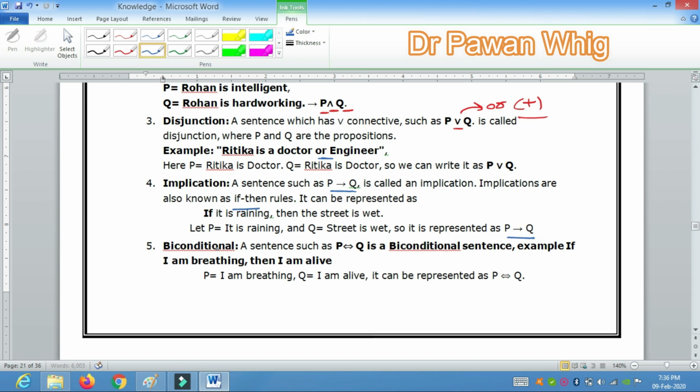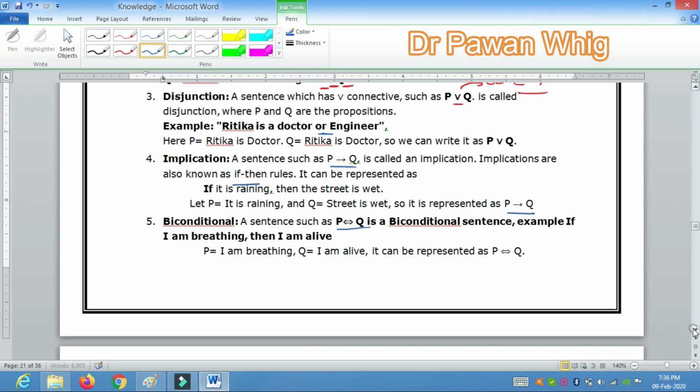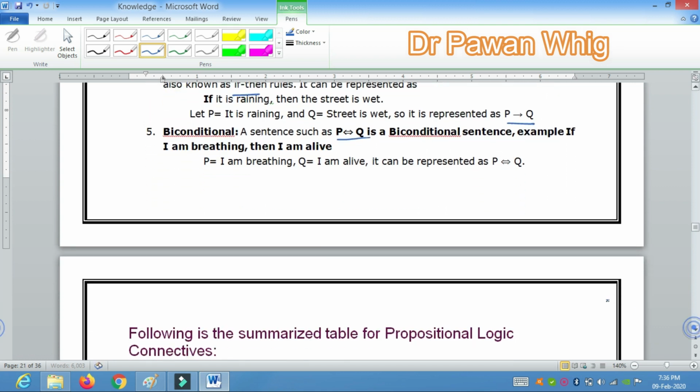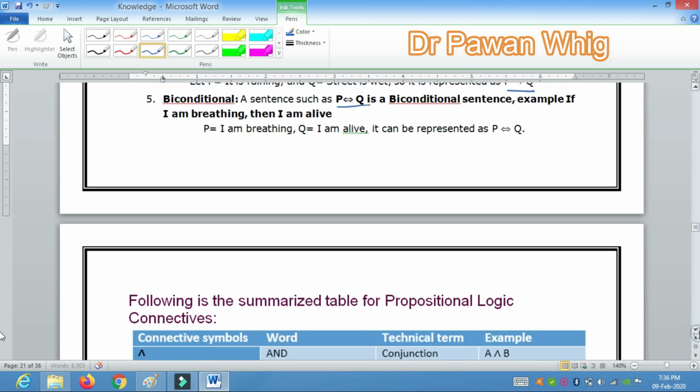Similarly, there is one more operation, which we call bidirectional. A sentence such as P bidirectional Q means, if I am breathing, then I am alive. If any one of the conditions is false, then it is false, because if you are not breathing, then you die, or if you are not alive, then you are not breathing. So these two we will represent with the truth table, and I'll explain how.